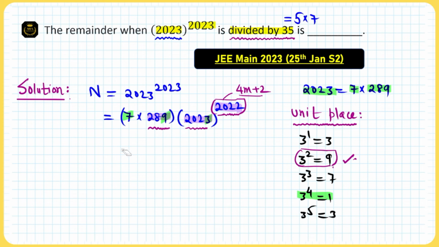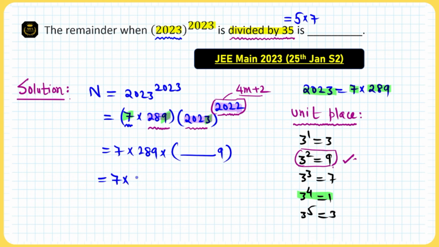Maybe I can write one more step here. This you can write as 7 into 289 into a number in which the digit at unit place is 9. We are interested only in the digit at unit place because we want to find the remainder when we are dividing this number by 5, keeping 7 outside because 35 is 5 into 7.